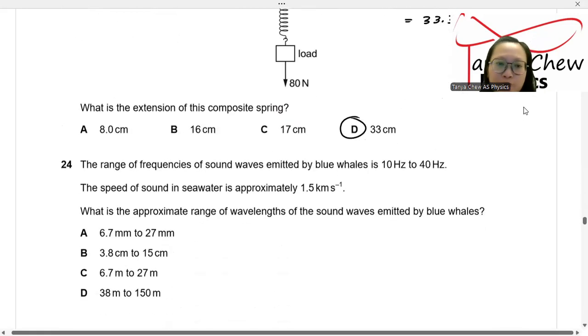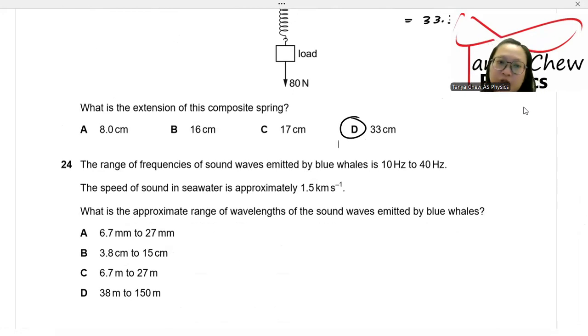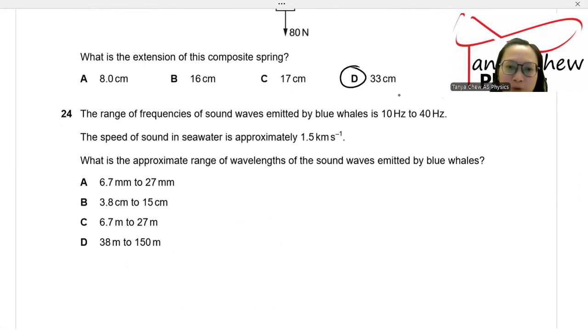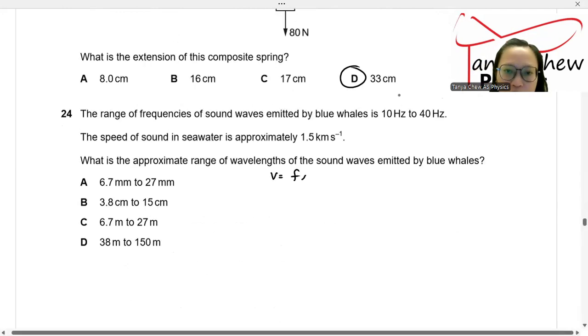Number 24, the range of frequencies of sound wave emitted by blue whales is 10 Hz to 40 Hz. The speed of sound in seawater is approximately 1.5 kilometer per second. What is the approximate range of wavelengths of the sound waves emitted by blue whales? So to find the wavelength, do you still remember the equation of wave? v equals f lambda.